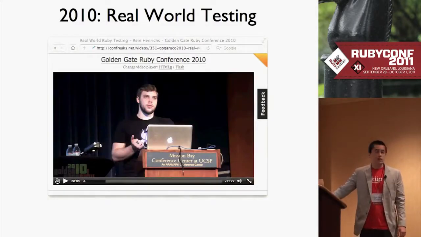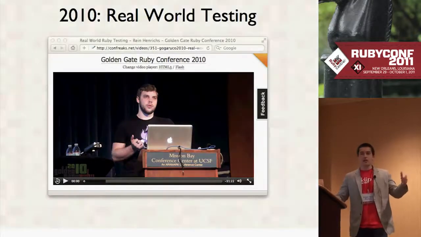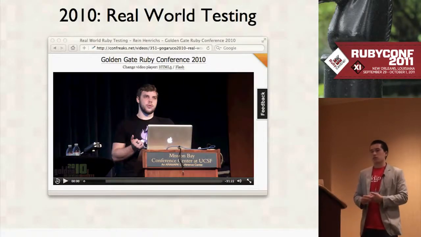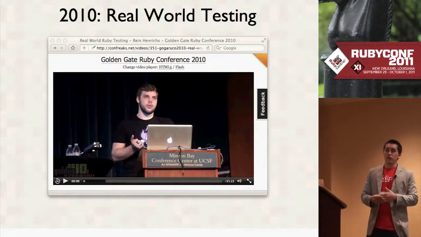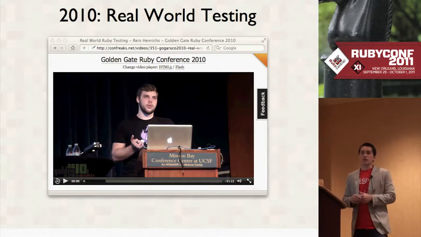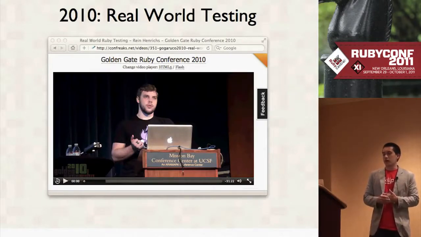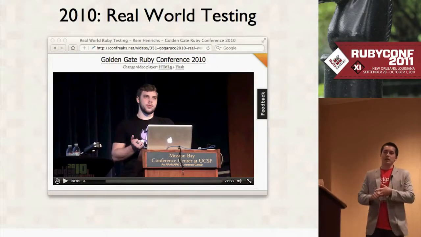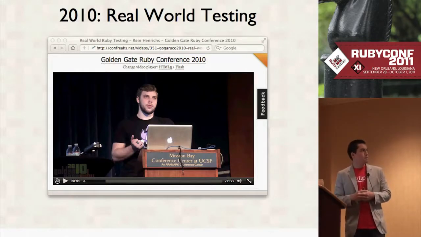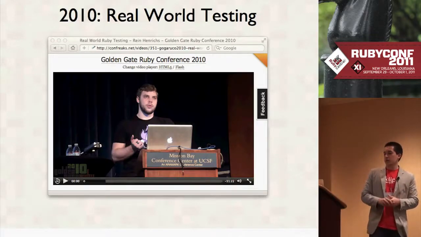So in 2010 at Gogaruko, Rain, you might recognize him from the panel, Rain gave a talk called Real World Testing, and he did a really good job of kind of explaining the landscape of test frameworks within the Ruby world, covering RSpec, Cucumber, test unit, all those things, as well as talking about what TDD is, what BDD is, and so on. It's kind of an entry-level view into testing, and if you want to learn more about that, you should really watch this talk on Confreaks.